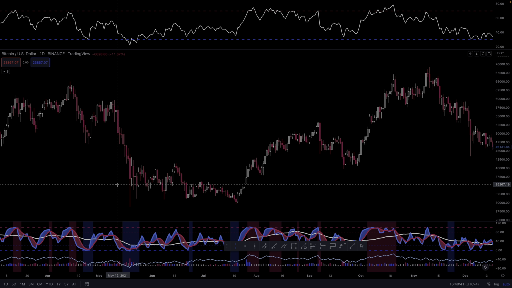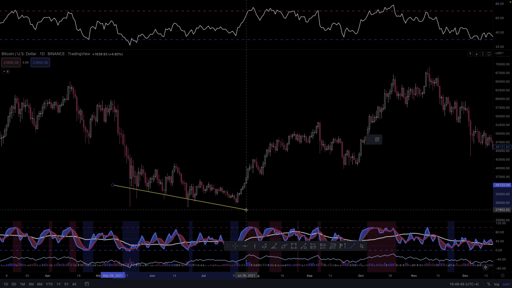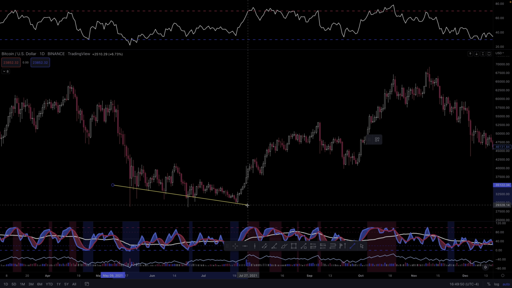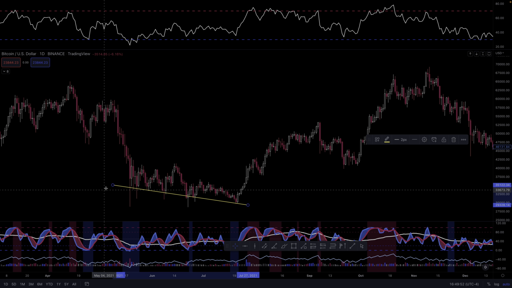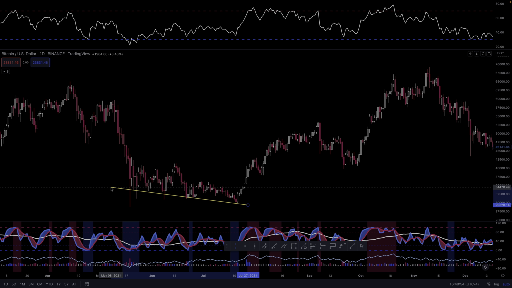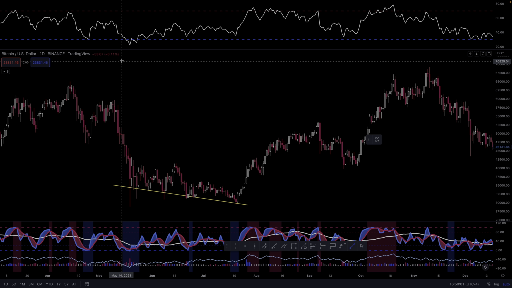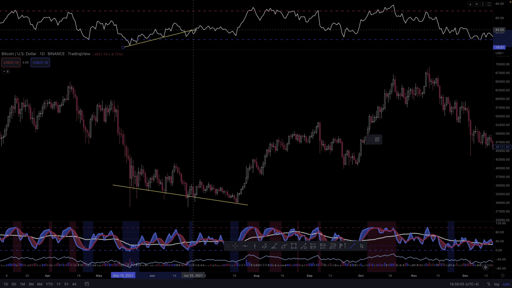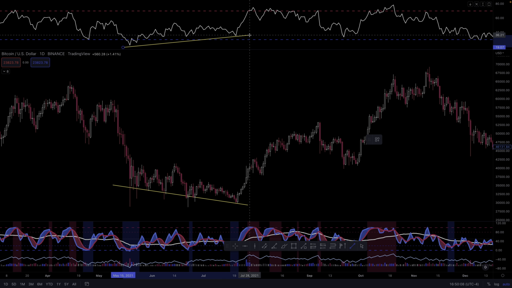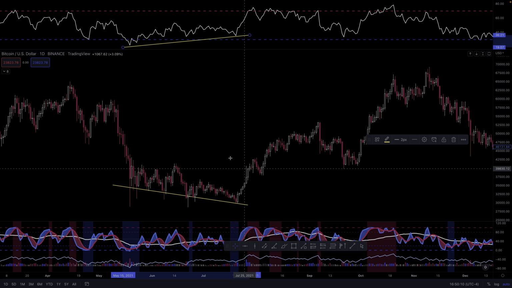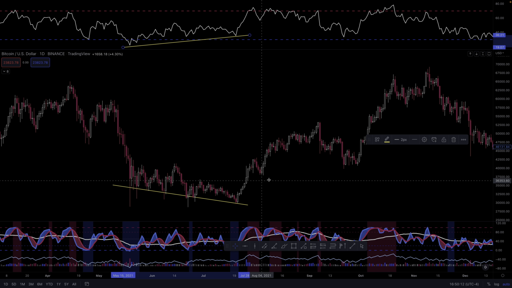From here to here. We don't include wicks in these. The RSI typically works on closing prices, so these wicks don't really matter all that much. But as you can see, we have lower lows in price and higher lows on the RSI. This is a pretty nice bullish divergence here. So that's one of the main ways the RSI is used.